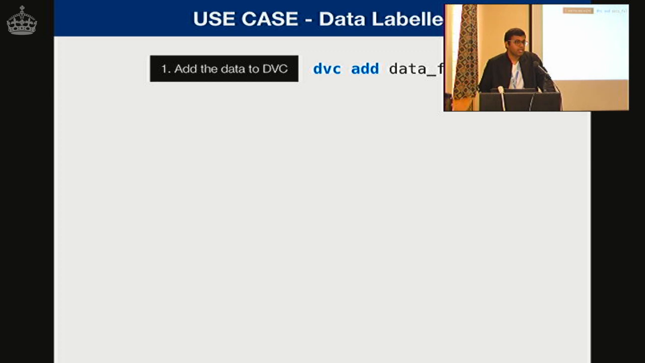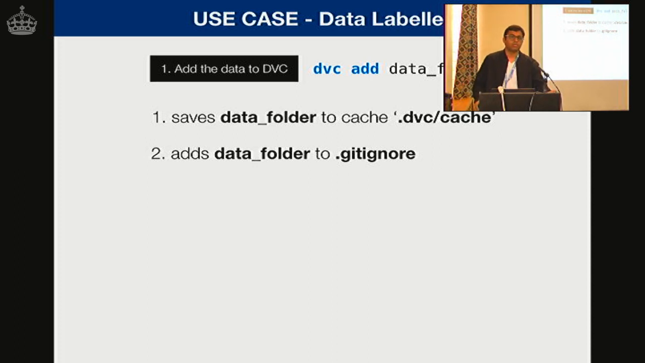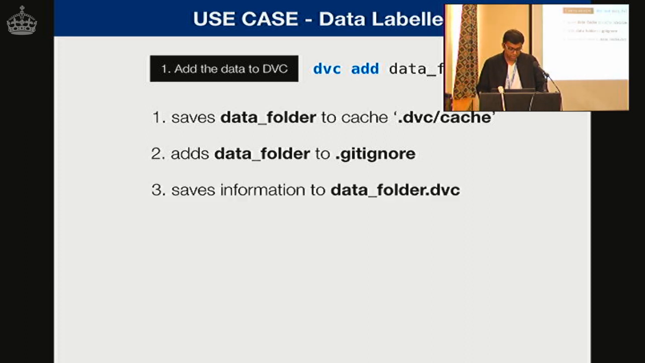So when the data labeler does DVC add the folder name, what DVC does is it adds the folder to a local cache according to its format. And then it adds the name of the folder to .gitignore. So this is basically DVC saying to Git, hey Git, I have this data, but you don't have to track the entire data set. You just know that there is a file generated, so I'll track the data for you, and you just make sure that you track the .dvc file that I generate. So when you add to .gitignore, Git doesn't track any of the data, but it tracks the .dvc file.